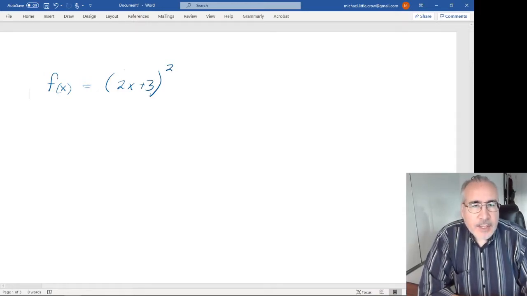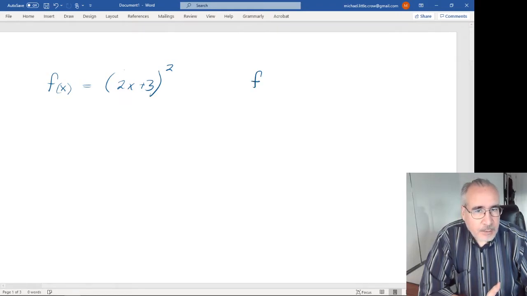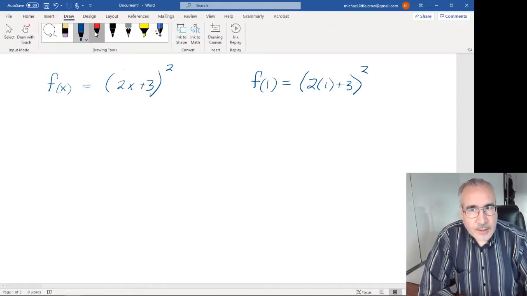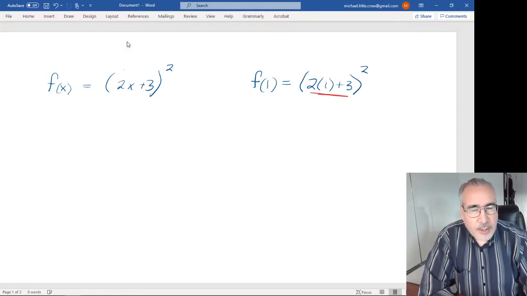Now algebraically, how do we process this if we are going to plug in a value? Say we want to find what is f of 1, so we're plugging in 1 for x. Well, we start inside the parentheses, right? We plug in the 1. So that's what we do first, the inner part of the function.